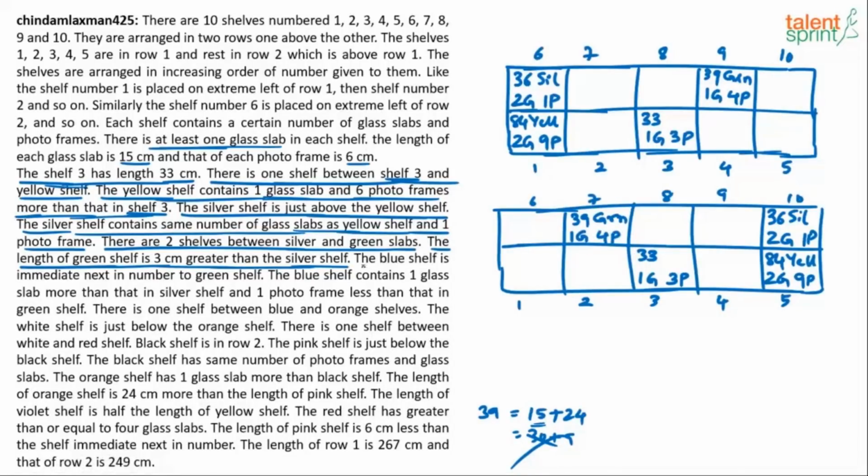Next, the blue shelf is immediate next in number to the green shelf. So blue is immediately after green.